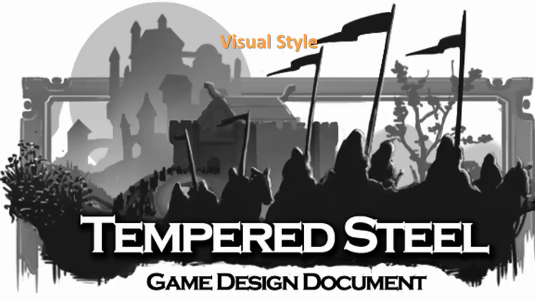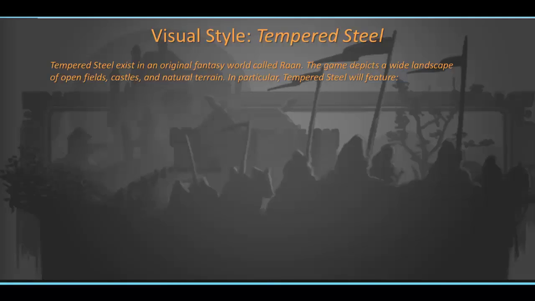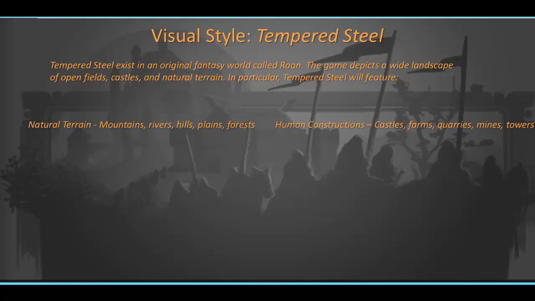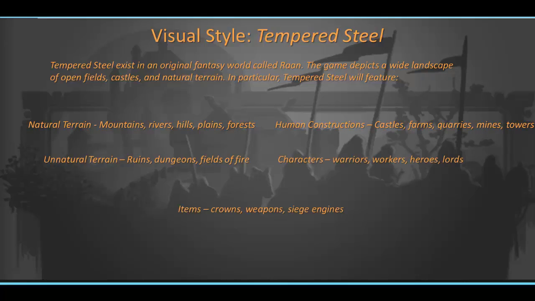Now we move on to the visual style section. Here we will describe what the game will look like. If we are not yet sure what it will look like, we can begin to break down our concept's most obvious environments to get us started. So even if we don't have any illustrations yet, we can begin to describe what we want our game to look like with text. At this stage, this can be very simple. For example, in Tempered Steel, we list out natural terrain, human constructions, unnatural terrain, characters, and items in the game.